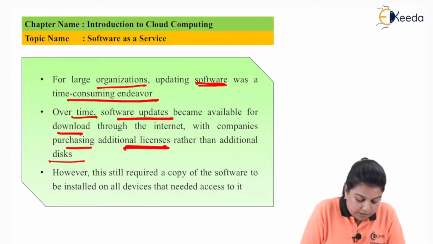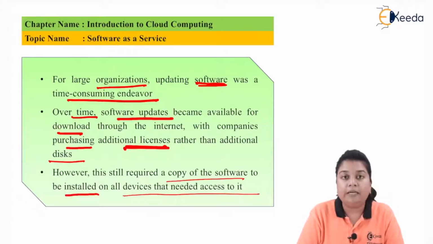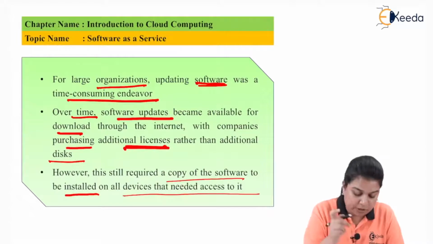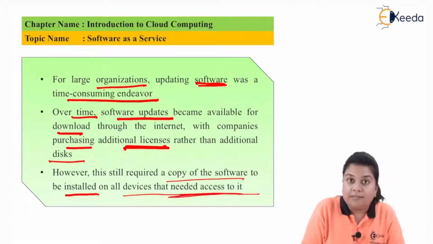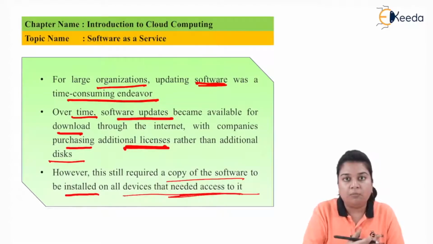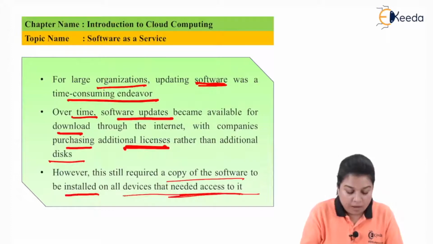However, this still requires a copy of the software to be installed on all the devices that needed access to it. Say for example, if I'm accessing WhatsApp or Facebook, I need to install a copy of that particular application on my phone or my personal digital assistant, or say laptops or tablets. But still, I need to install a copy of it.